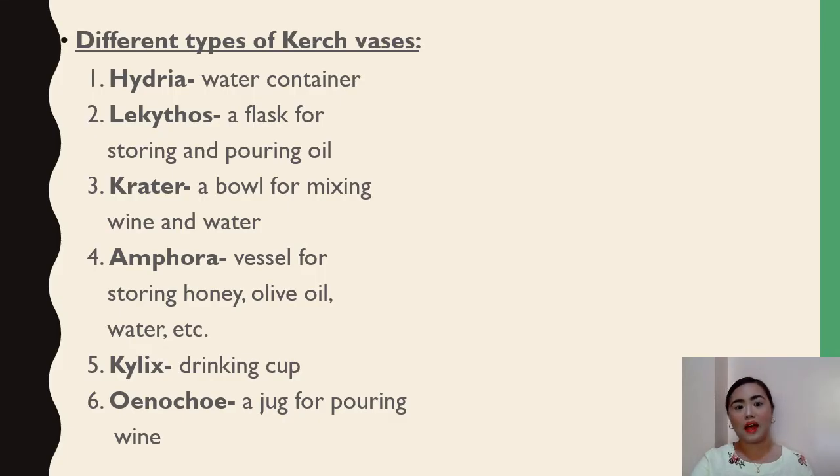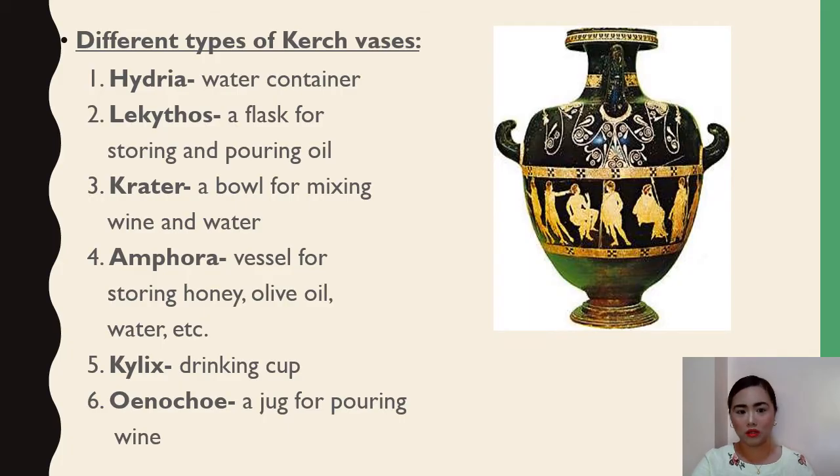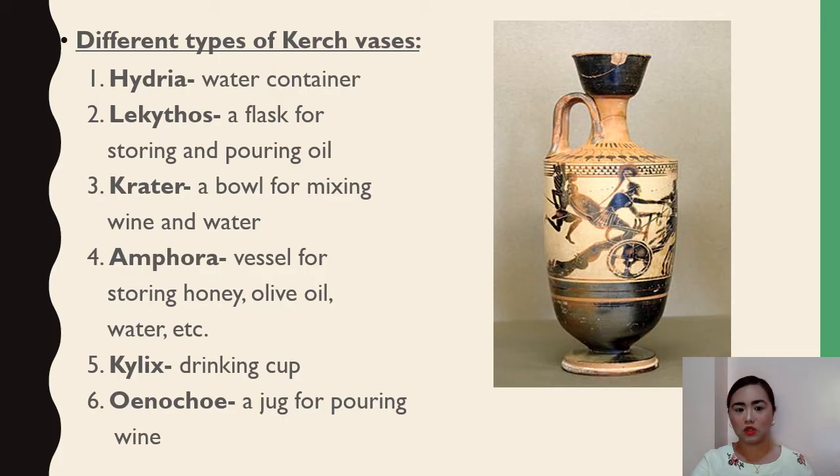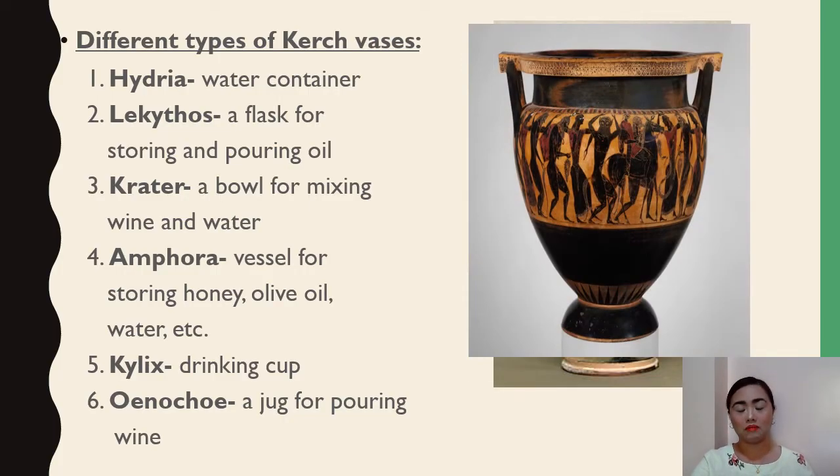Now, there are different types of Kerch vases. The first one, you have your hydria, which is a water container. The second type, you have your lekythos, which is a flask for storing and pouring oil. The third example, you have your krater, which is a bowl for mixing wine and water. Now, Kerch vases can either be red-figured pottery or black-figured pottery.